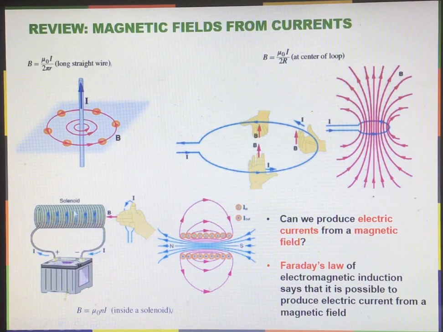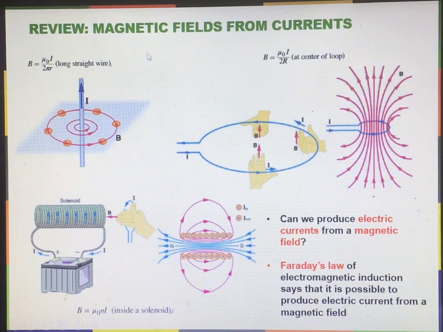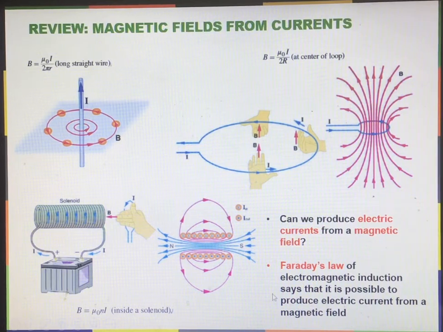And then we also said that we can have a solenoid here. If you run some electric current through the solenoid, you generate a magnetic field that can be calculated using this equation here. So what these three examples show me is that I can generate magnetic fields from currents. Now we can look at this question here: can we also produce electric currents from a magnetic field?